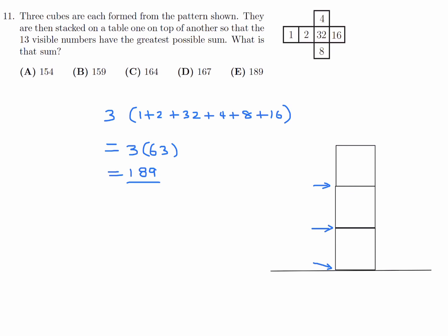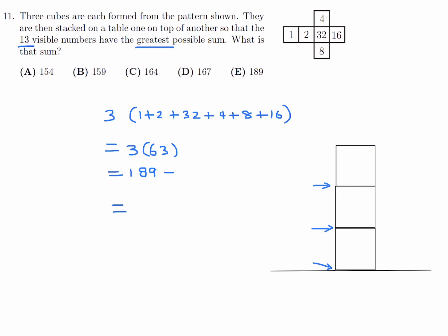So from this 189, I've got to subtract 5 numbers, right? Because there's 18 in total faces, but 5 of them are not visible. And that means there's 13 left. So I've got to subtract 5 numbers from there. And I have to do so that the end result is the greatest possible. So I've got to subtract small numbers. Well, the first thing I notice is that in this first cube, the top and bottom have to be on the same cube. So how do I make the top and bottom the smallest sum?